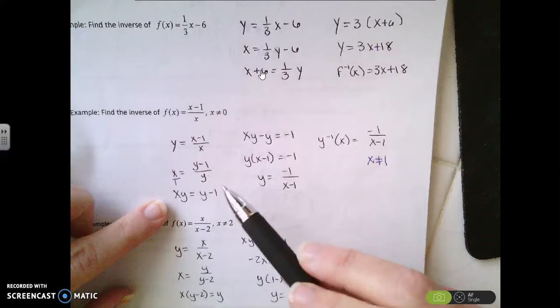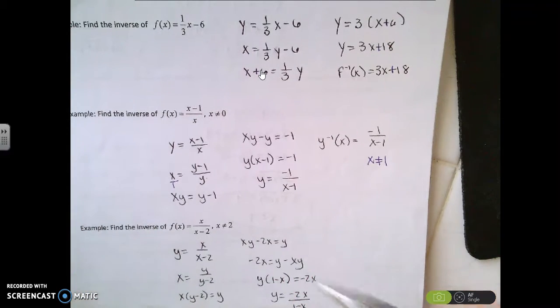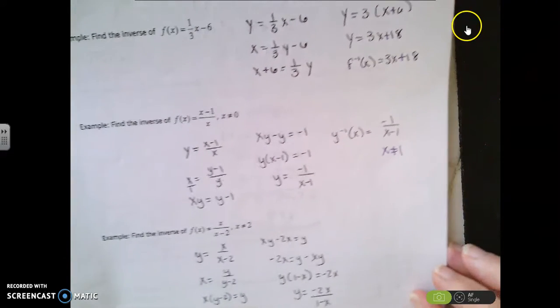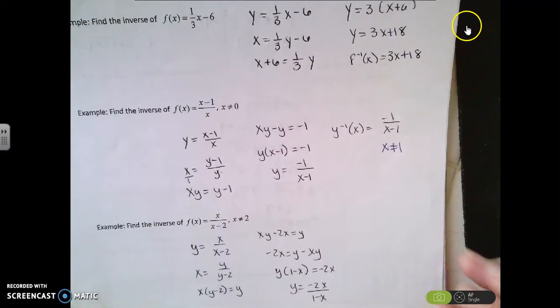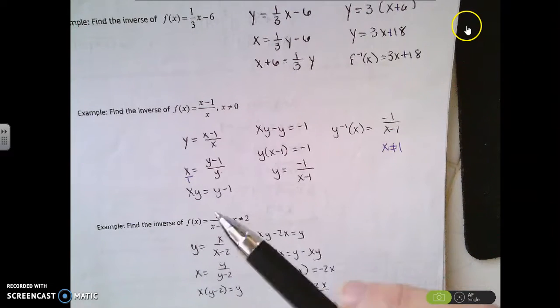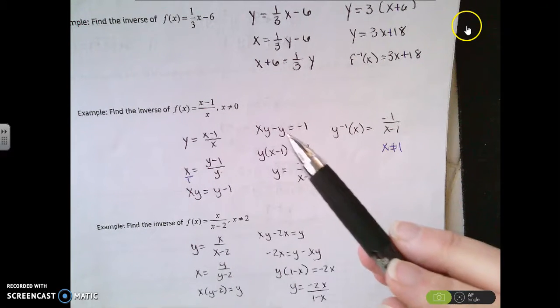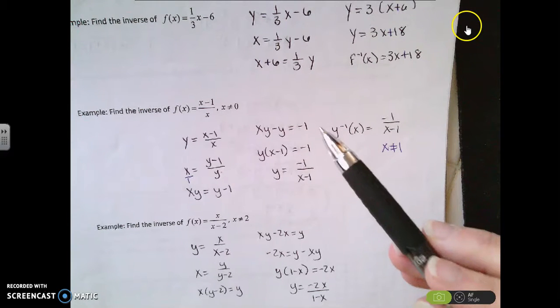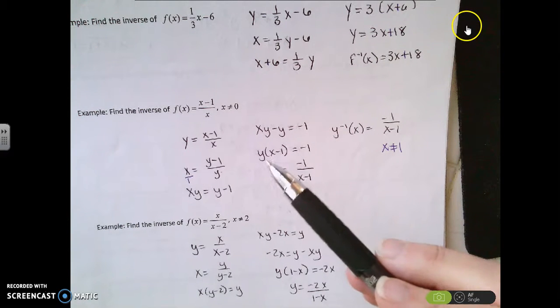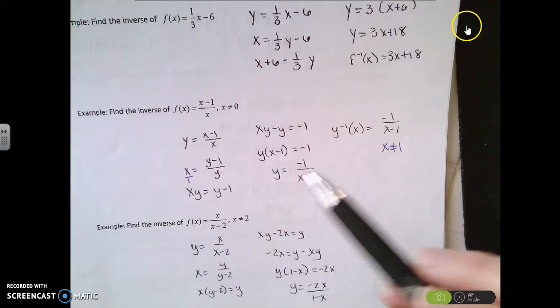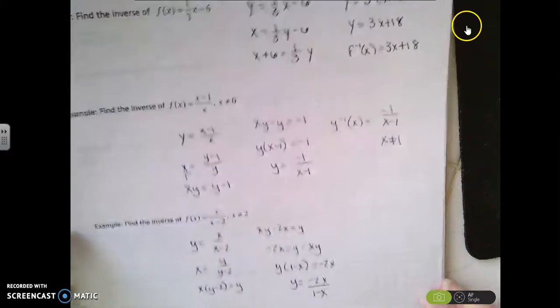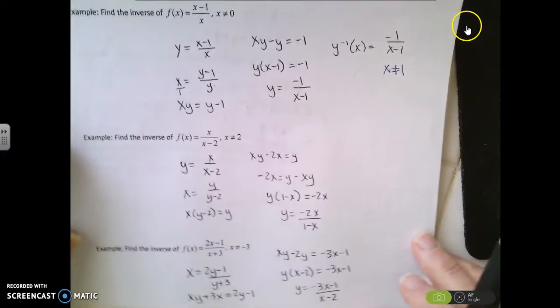So again, a lot of these rational expressions will have the same couple of steps. You're going to replace the variables, and then when you cross multiply, you're going to end up moving all the y's to one side and everything else onto the other side. Then you'll usually end up factoring out the y and solving from that point. So here's another example, same type of problem.